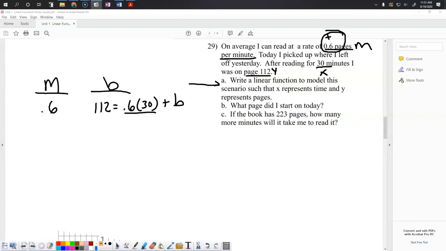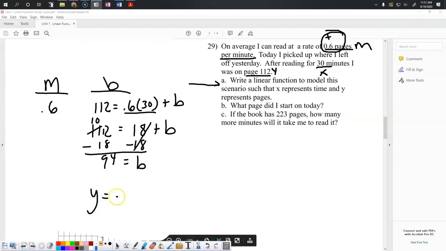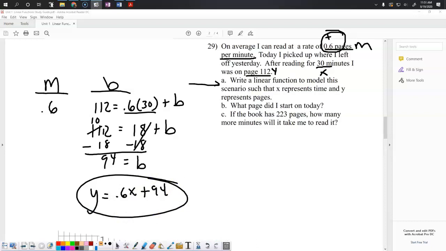So 0.6 times 30. Let's see, what would that be? 6 times 30 is 180. So move the decimal over once. That'd be 18, I guess. And then we're going to subtract 18 on both sides. All right. 94. So it looks like b is 94. So my equation then is going to be y equals 0.6x plus 94. That's part A.